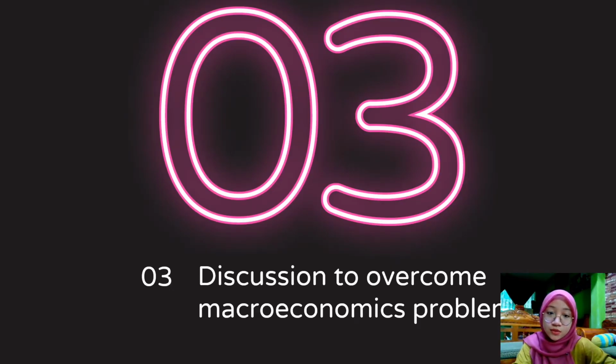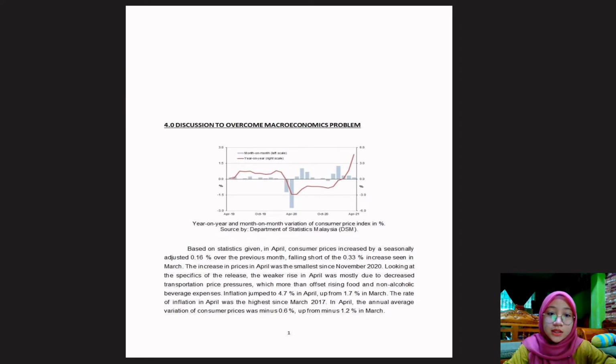Okay, next we go through to the discussion to overcome macroeconomics problem. Based on statistics given, in April, consumer prices increased by a seasonally adjusted 0.16% over the previous month, falling short of the 0.33% increase seen in March. The increase in prices in April was the smallest since November 2020.